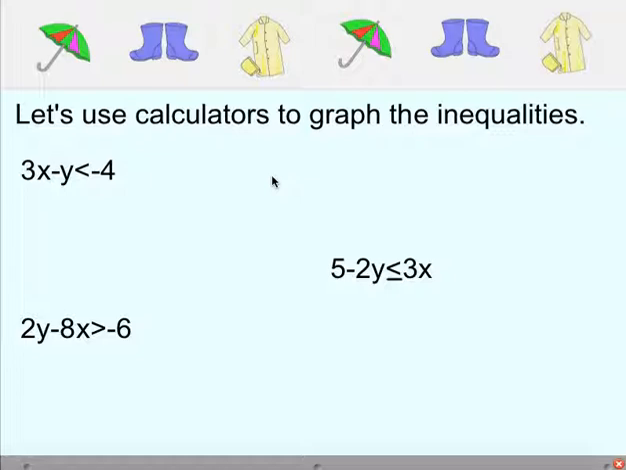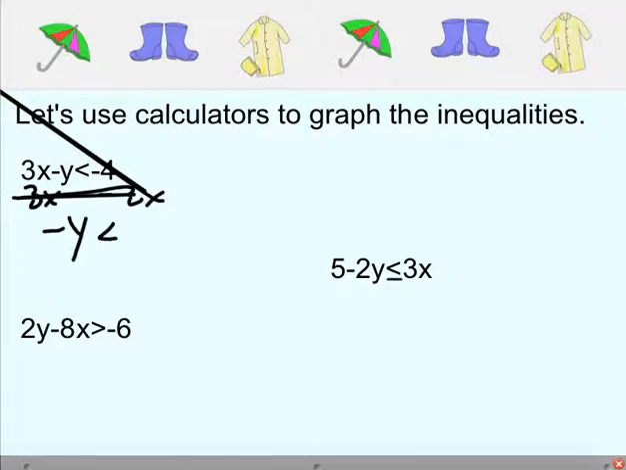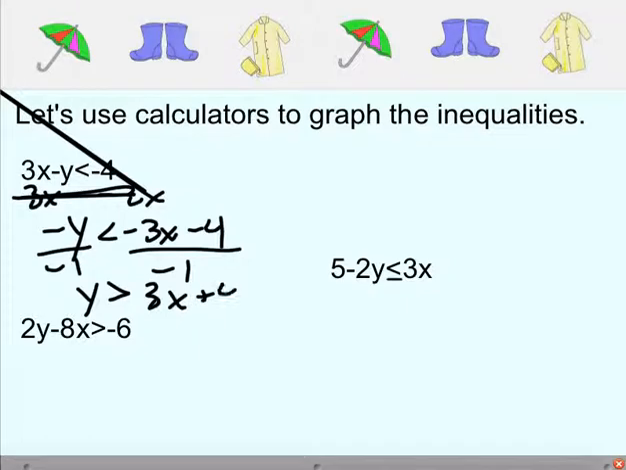And just to remind us all, if we have y and we have to subtract 3x here, and we have negative y is less than negative 3x minus 4, and we have to divide by a negative 1. Remember, even in these, the inequality signs flip. So we have y greater than 3x plus 4. So remember that all of those rules still apply even when we're graphing on a coordinate plane.